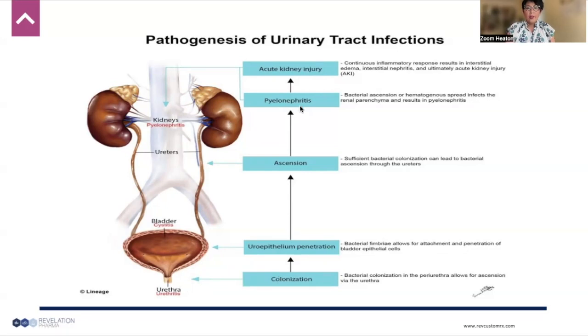And with bacterial ascension or hematogenous spread, which is basically bacterial spread via the blood to other parts of the body, the infection reaches the renal parenchyma and results in pyelonephritis here. And with a continuous inflammatory response, it results in interstitial edema, interstitial nephritis, and ultimately you can have acute kidney injury.